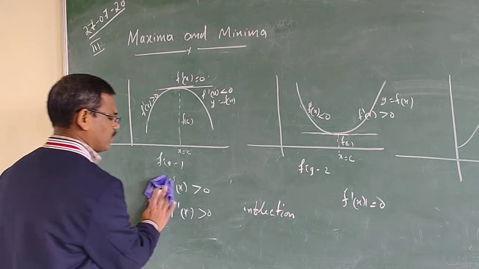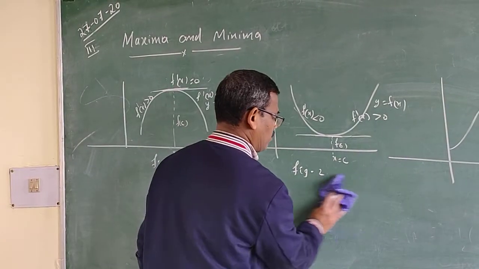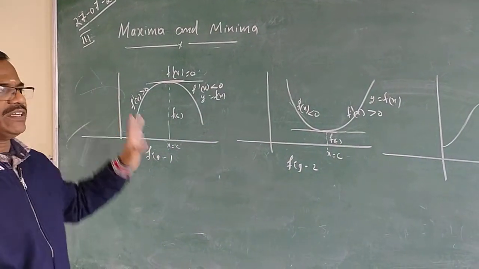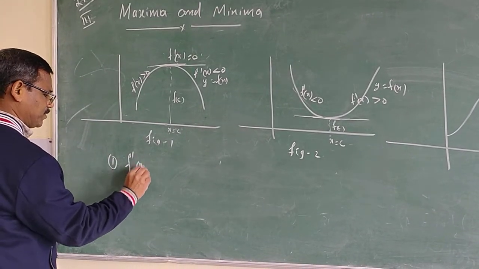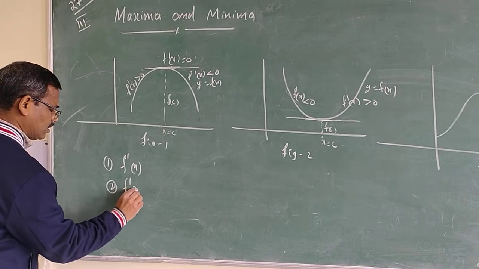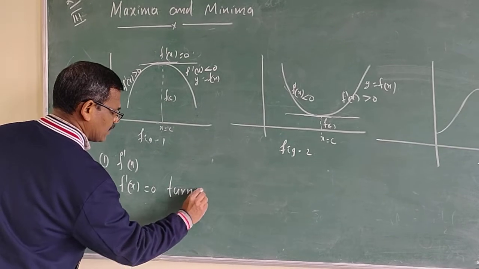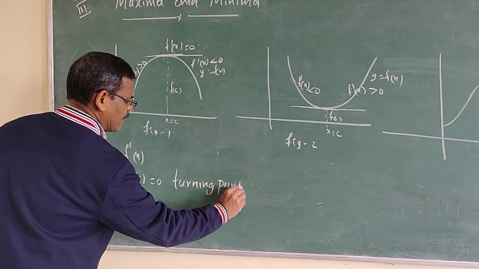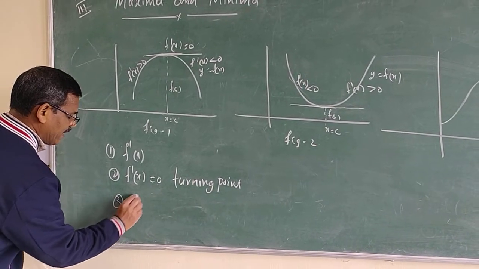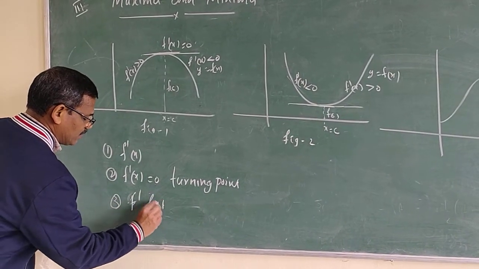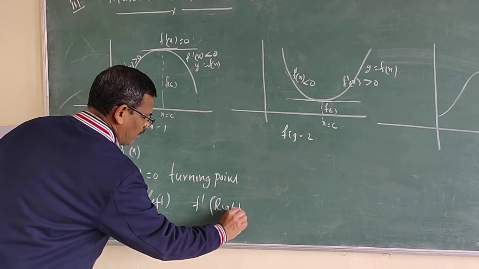So I will make it clear once again how to find the maxima and the minima of a function with the help of the derivative. First you find f dash x, then the second step is to solve f dash x is equal to 0, and get the turning point. After solving it, you get the value of x, which is called the turning point. And then find f dash left and f dash right of this turning point.